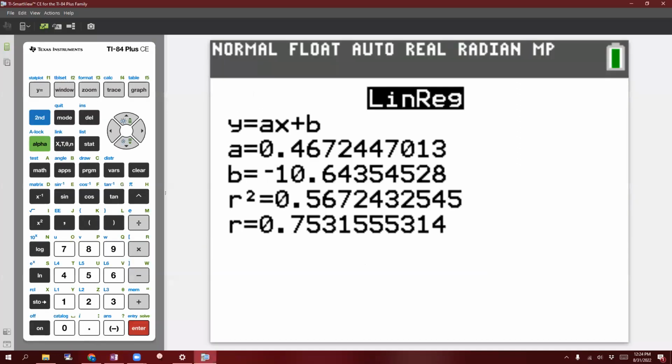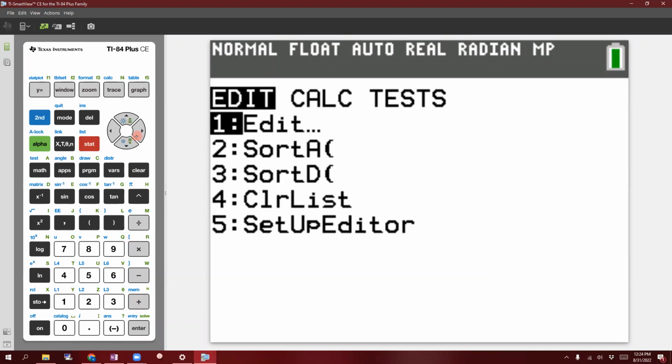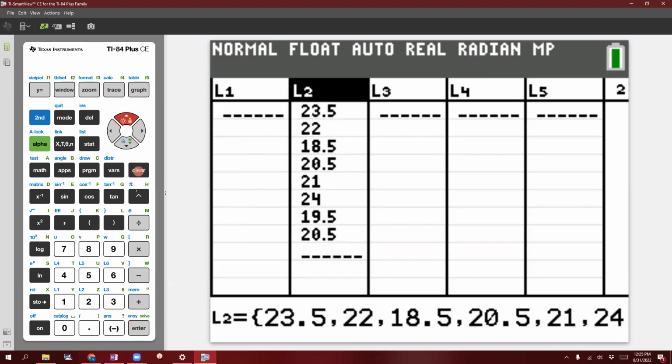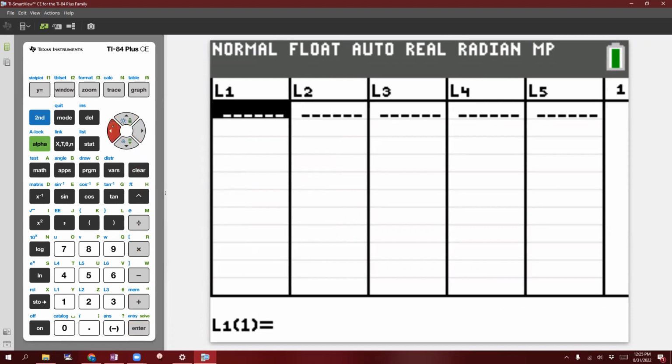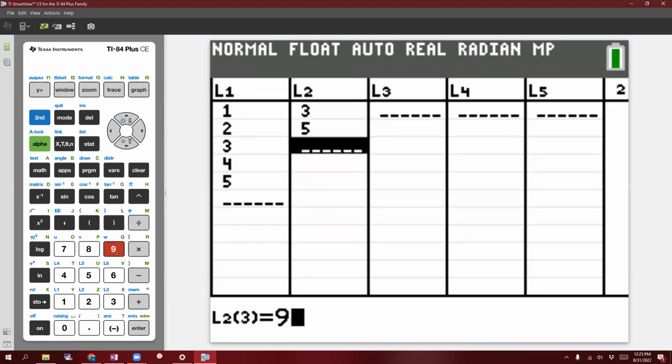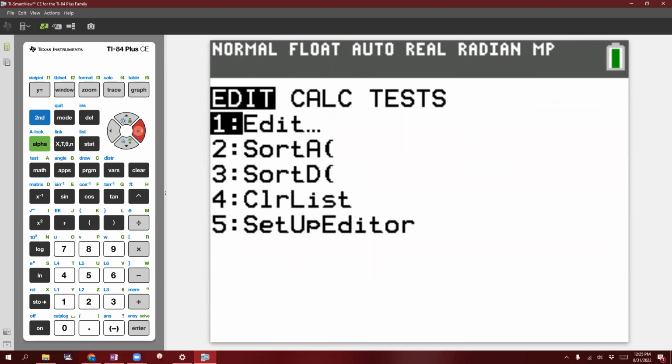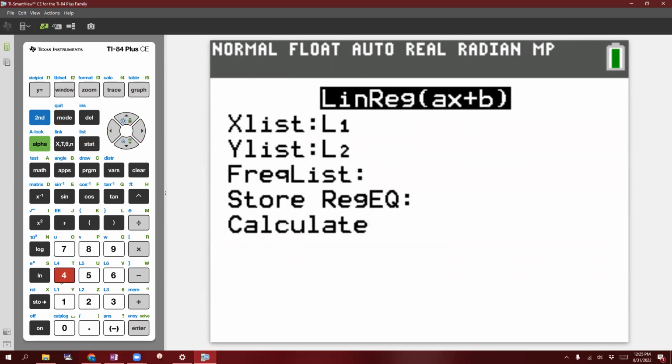All right, so let's do this first one. So edit, I'm gonna clear my two lists. I'm gonna enter the data. So 1, 2, 3, 4, 5, and then over here, 3, 5, 9, 13, 15. Stat, calc, number 4, list 1, list 2, and then we're going to calculate.